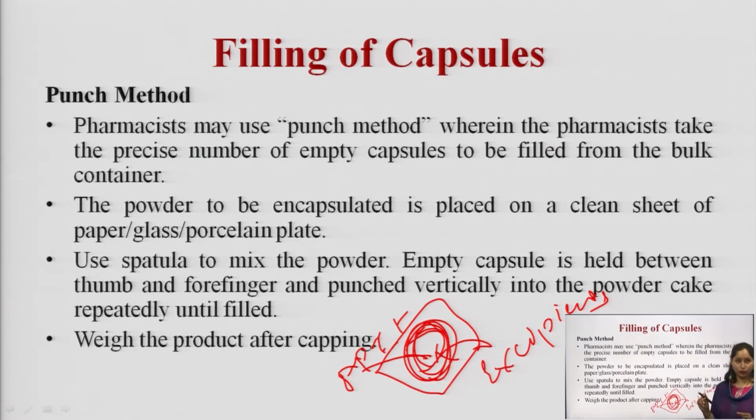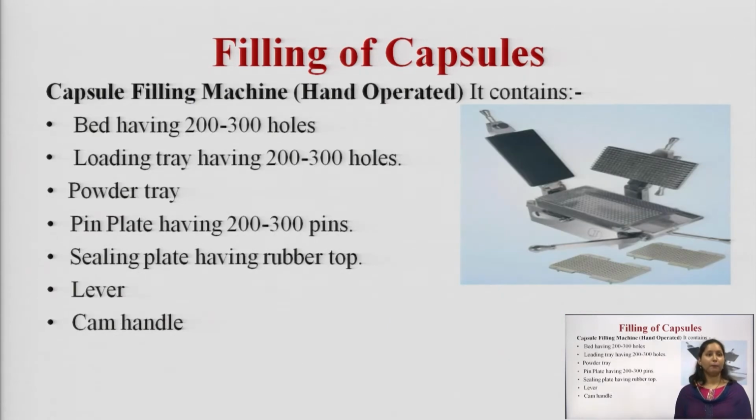We mix all the components of the capsule. Then we take the empty hard gelatin capsule shell and we remove the cap from the body portion. Then we hold the body portion between the thumb and the forefinger, and we fill the capsule from this bulk of the powder cake. We repeat this process until the capsule is filled completely. Finally, we put a cap over it, cap the capsule, and then we weigh the product. We take the weight of the capsule. So, this is the punch method.